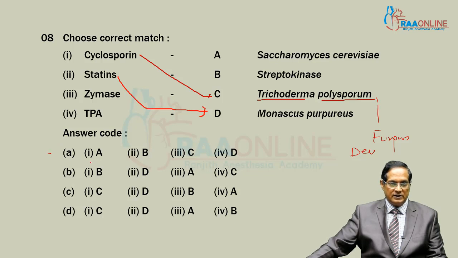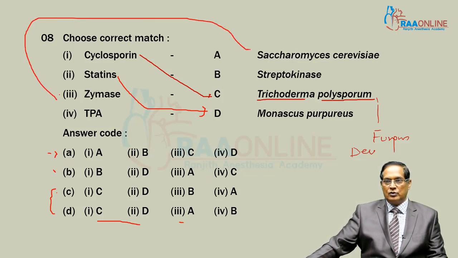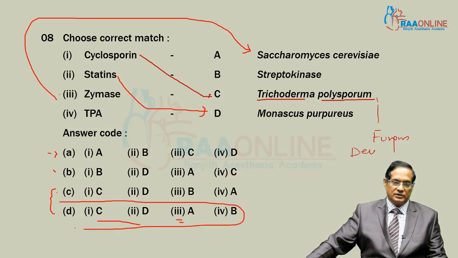Let's see. First option, one with C. This is the possibility in these two, first two, rejection. One with C is in this case and one with C in both the cases. But a statin for D, then again two matches. So, we have to go for the third option also. Zymase is obtained from Saccharomyces cerevisiae. Zymase enzyme's source is Saccharomyces cerevisiae. So, third with A. And in that case, third one is rejected. So, fourth option is correct. That is fourth with the B.